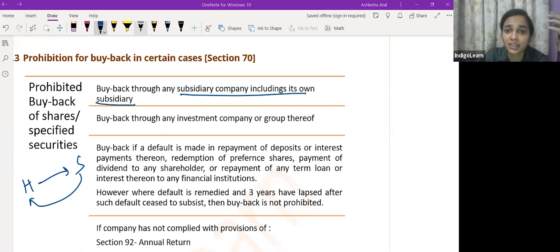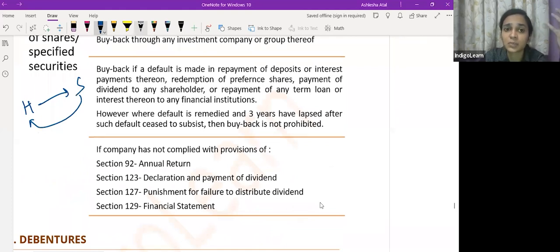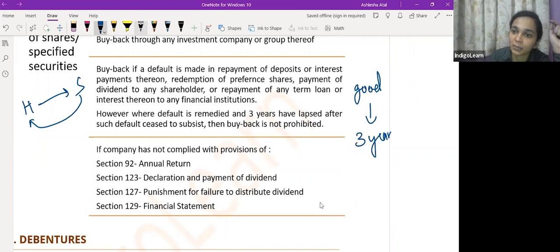And apart from it, if there's any default in payment of deposits, payment of interest, redemption of preference shares, payment of dividend to shareholders, or repayment of loans, so default है तब तक आप buyback नहीं कर सकते. But if you've made good the default, तो उसके बाद 3 साल जाने के बाद आप buyback कर सकते हो. You have to give a time span of 3 years. Only after 3 years have lapsed since the default is made good, the company can buy back shares.